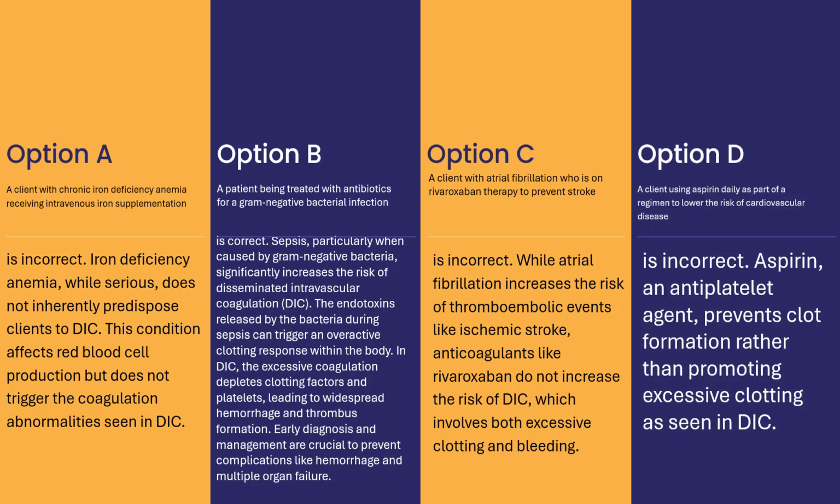D is incorrect. Aspirin, an antiplatelet agent, prevents clot formation rather than promoting excessive clotting as seen in disseminated intravascular coagulation. Let's move on to the next question.